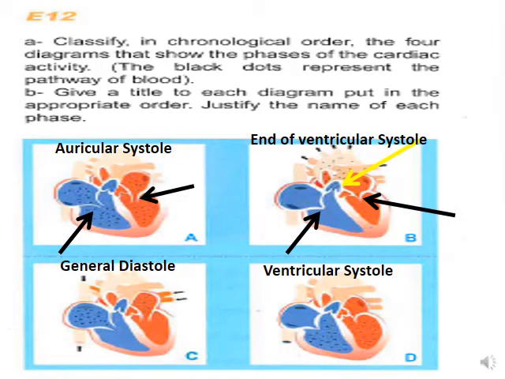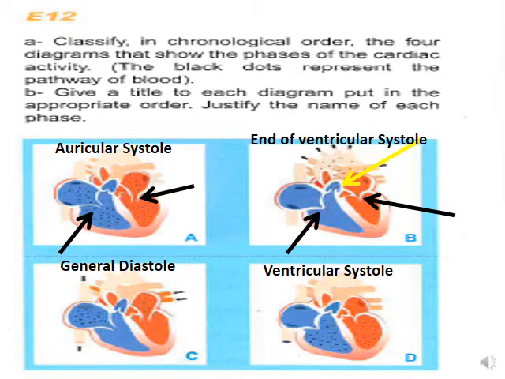Classify in a chronological order. This is exercise number 12 on page 72. Classifying in a chronological order the four diagrams that show the phases of the cardiac activity. The black dots represent the pathway of the blood. And part B, give a title to each diagram and put in the appropriate order. Justify the name of each phase.